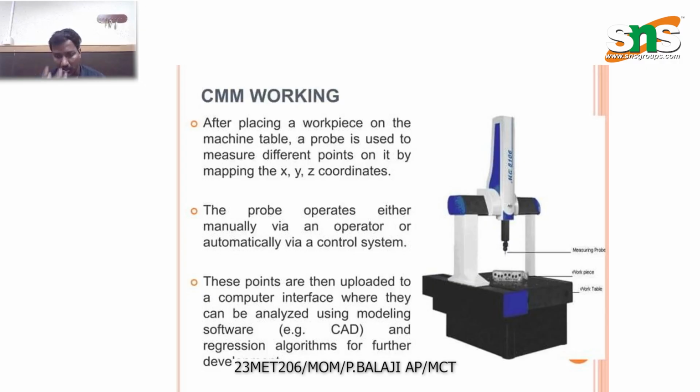It has a probing part, and it has some objects too. After placing the workpiece on the machine table, the probe is used to measure different points, mapping the X, Y, Z coordinates. The probe operates either manually by an operator or automatically by the control system. These points are uploaded to computers or interfaces where they can be analyzed easily by the CAD software.